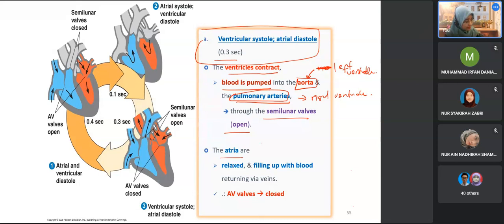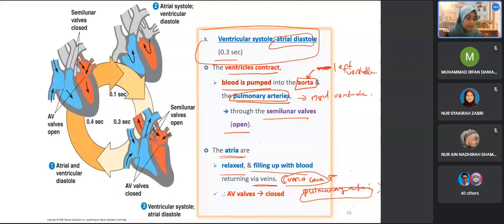So the atria at this point is relaxed, diastole. Okay, it is relaxed, and it allows the chamber to be filled with blood returning from the veins. The vein is referring to the vena cava and also the pulmonary vein. Okay, vena cava from the systemic circuit, pulmonary vein from the pulmonary circuit.